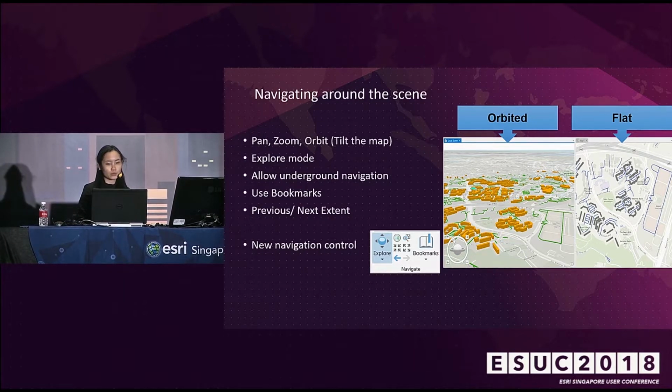Especially in ArcGIS Pro, we can create bookmarks, and these bookmarks actually can be used to make animation. So this animation can be exported to videos in different formats.